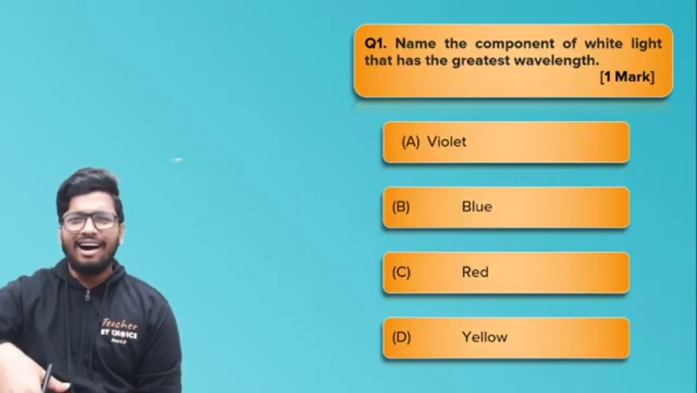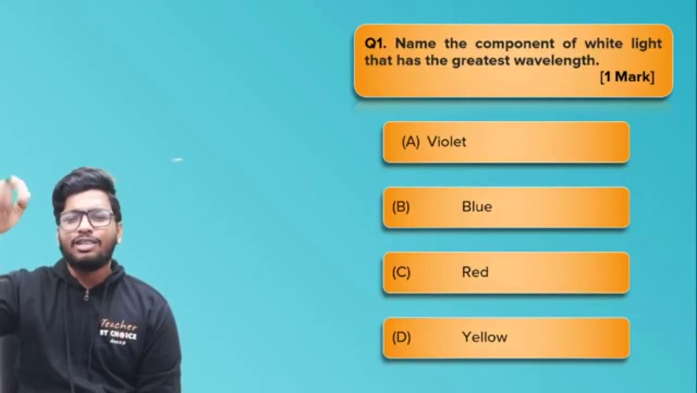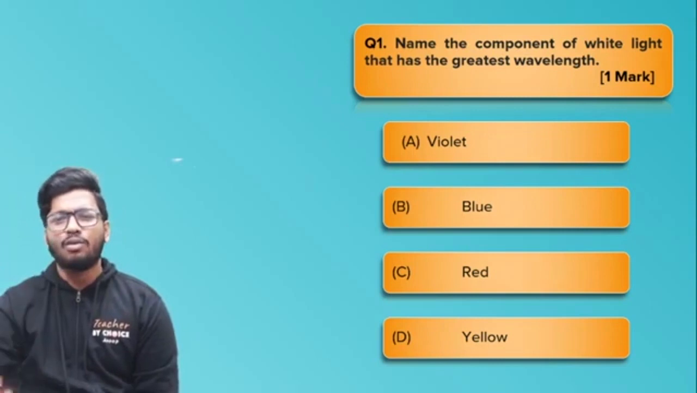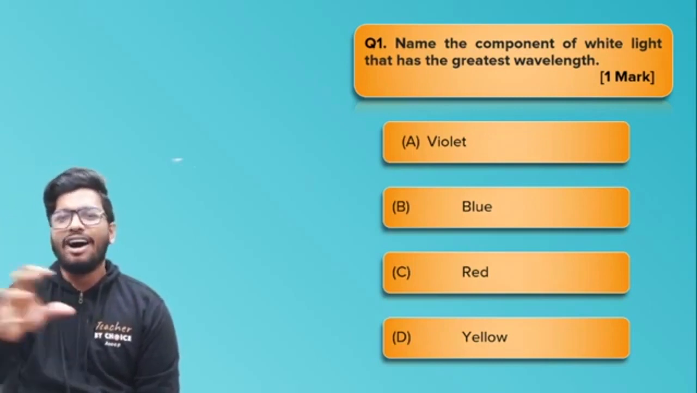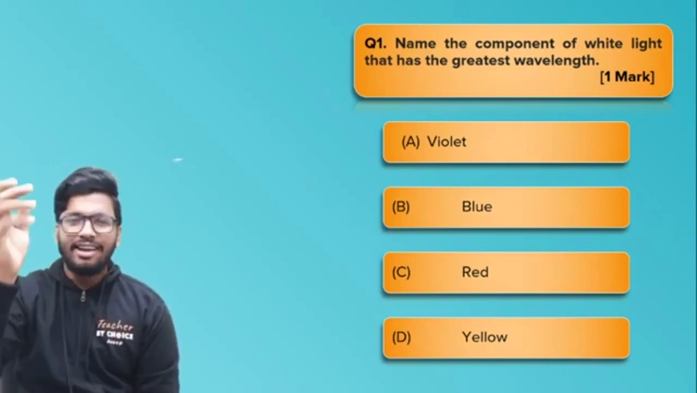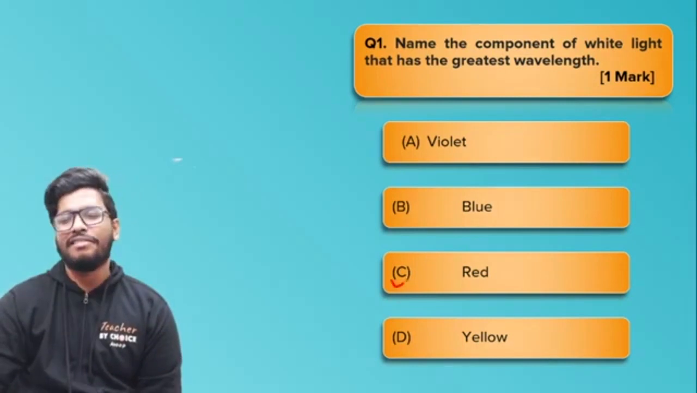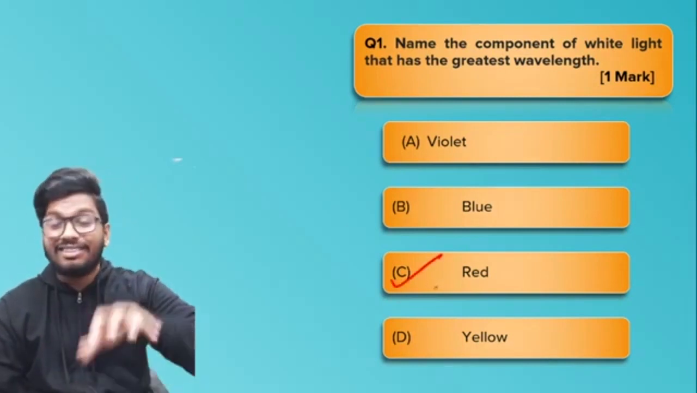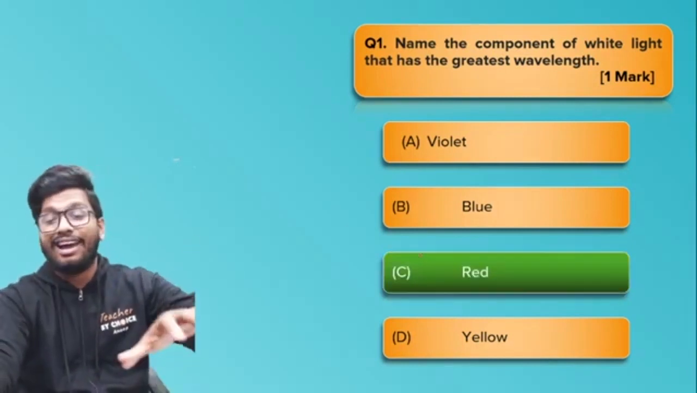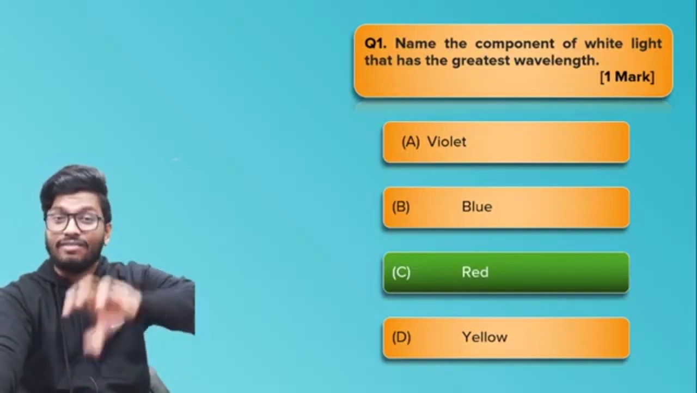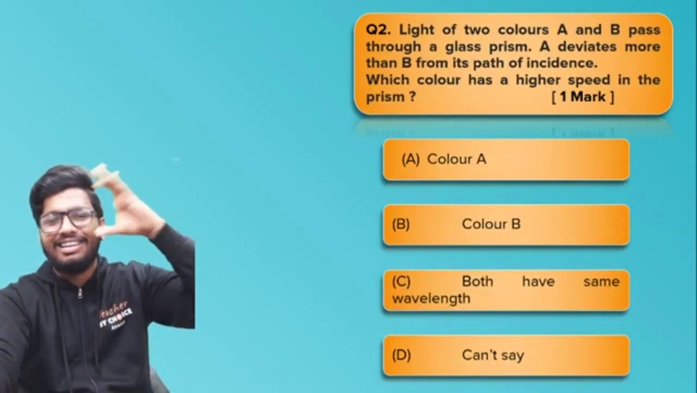In the chats, let me know what is the answer. Is it violet, blue, red, or yellow? Which is the one which has the greatest or the highest wavelength? And the answer, people, in 3, 2, 1 is going to be red. Red has the highest wavelength. Least, however, would be that of violet. Red has the highest wavelength, and violet would have the least wavelength.